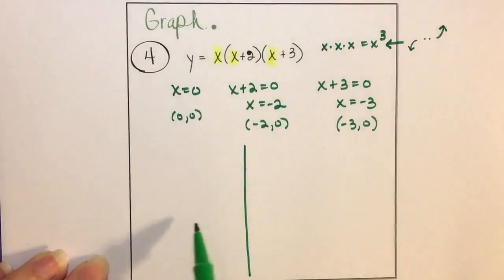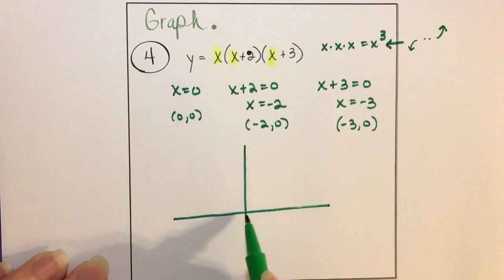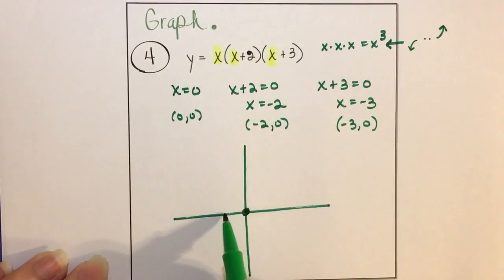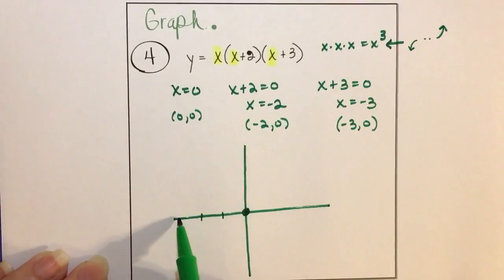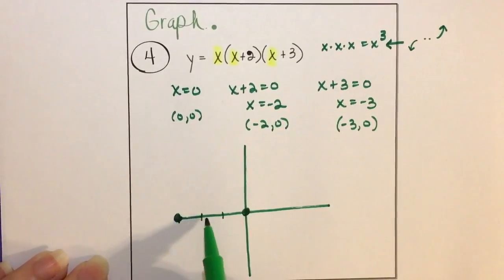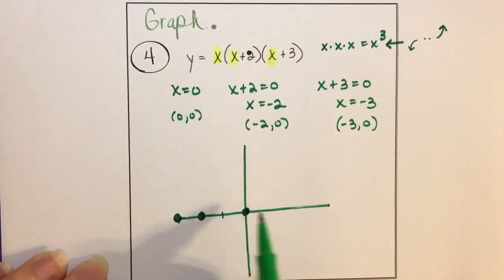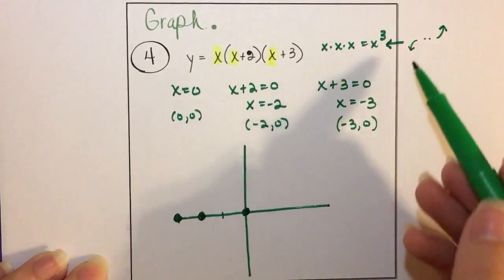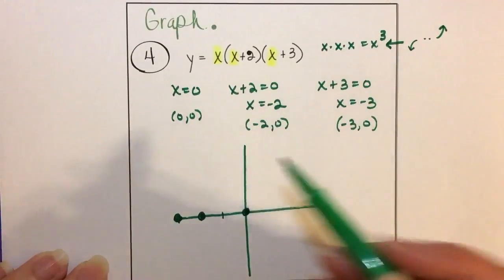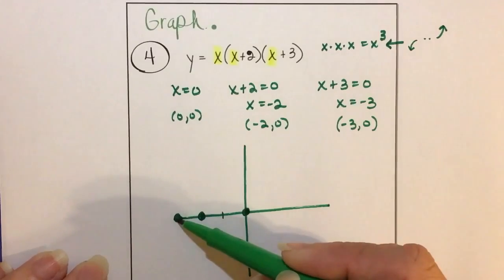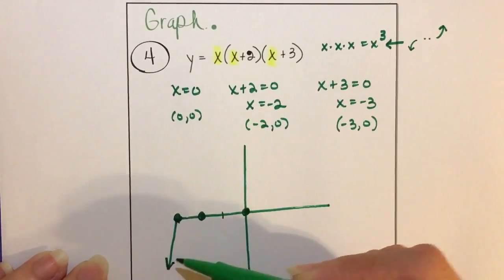Okay, so let's plot our points. Of course, we have (0, 0), then we have negative 2 and negative 3. Okay, so remember the left end is going to go down. That means once I'm finished with this point right here, my graph goes down from there.